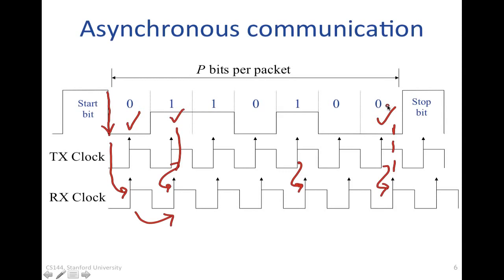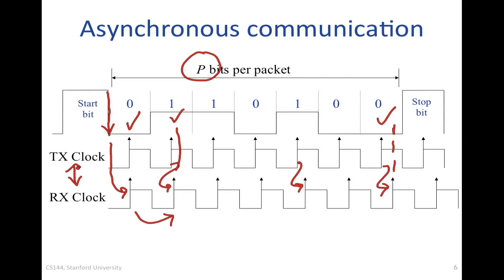However, you can see that if the packet was longer, because of this drift of the receive clock, it's getting later and later and later. Eventually, it will miss a bit. So long as we can make sure that the packet is not too long, in other words, we control P, and if we know the tolerance between these two clocks, the difference between them, then knowing those two numbers, we can make sure that we can reliably decode the packet. So for short packets, this works fine.